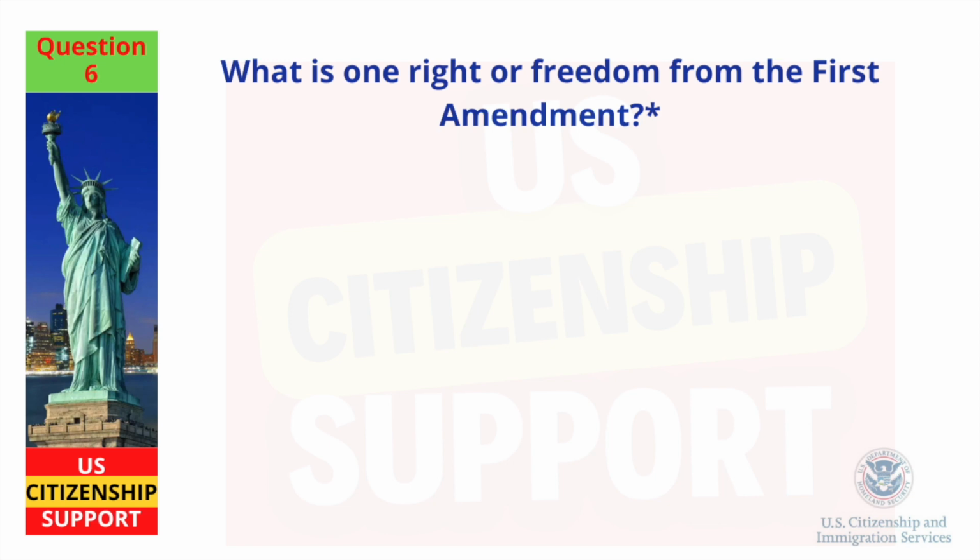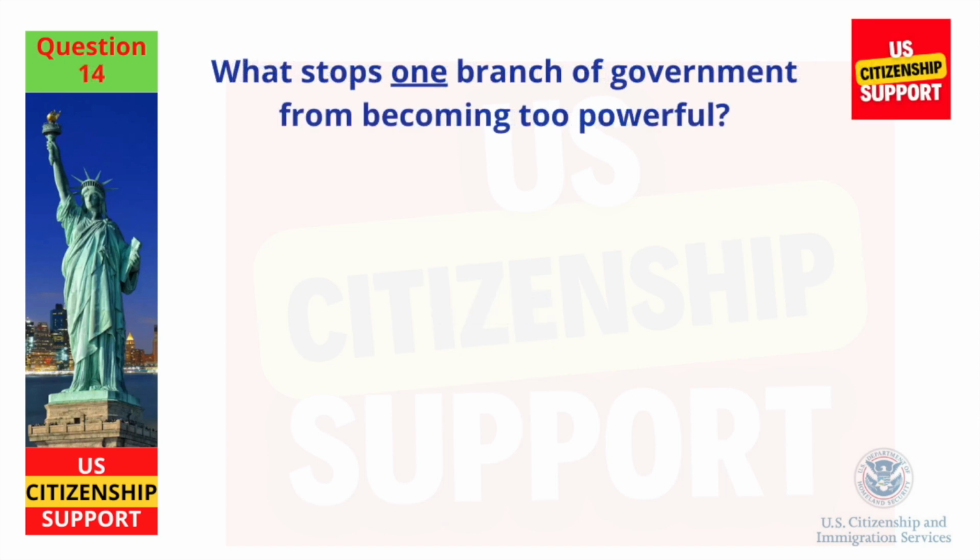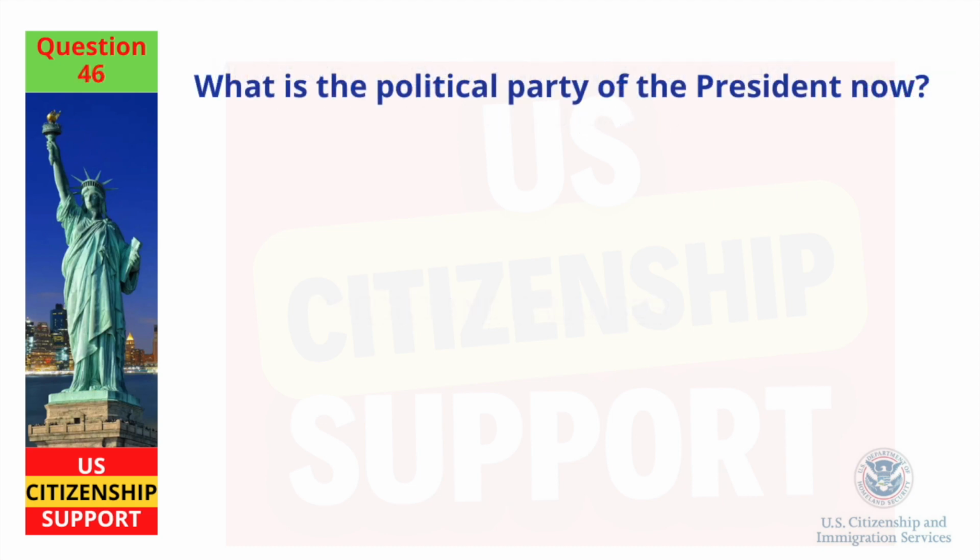What is one right or freedom from the First Amendment? Speech. What stops one branch of government from becoming too powerful? Checks and balances. What is the political party of the president now? Democratic Party.